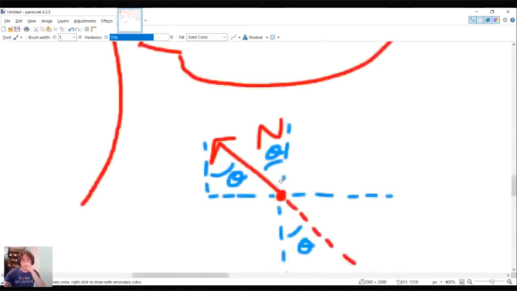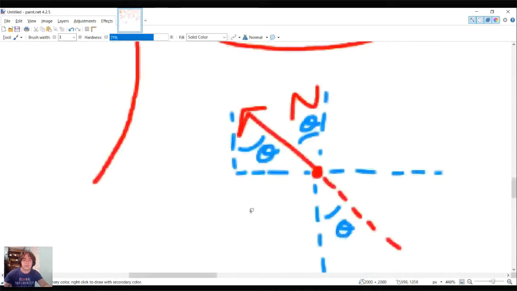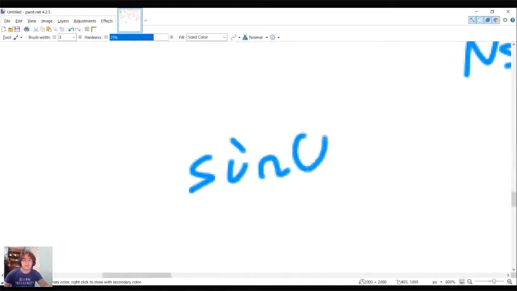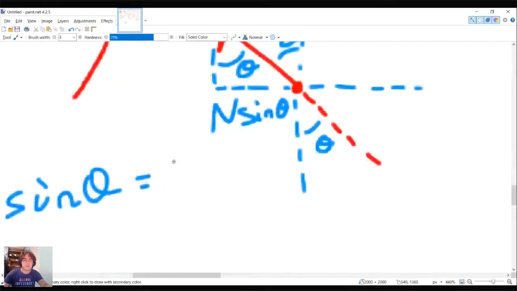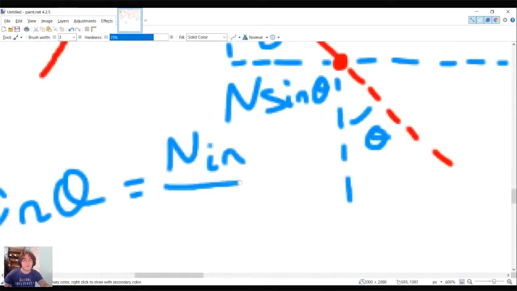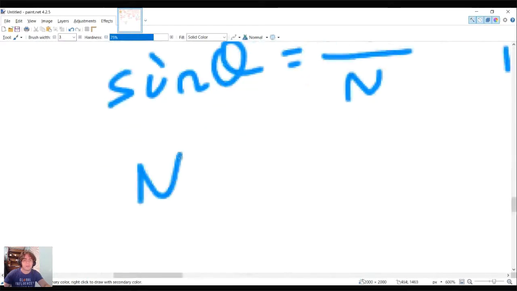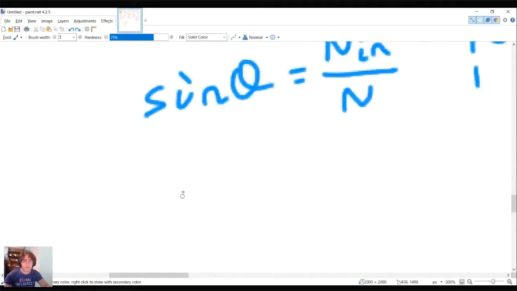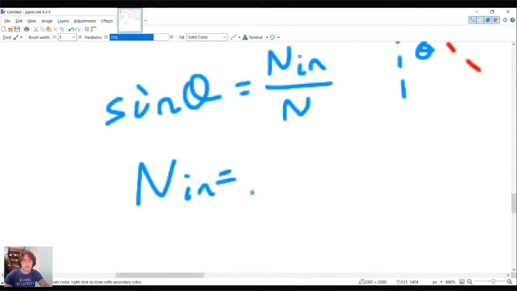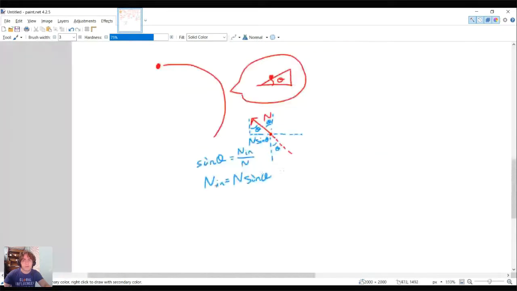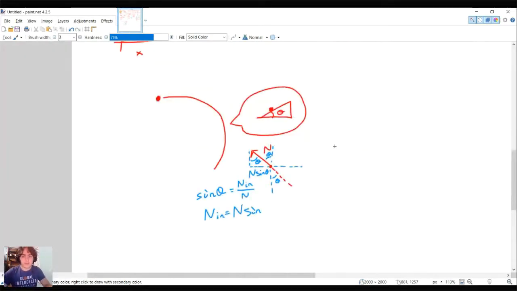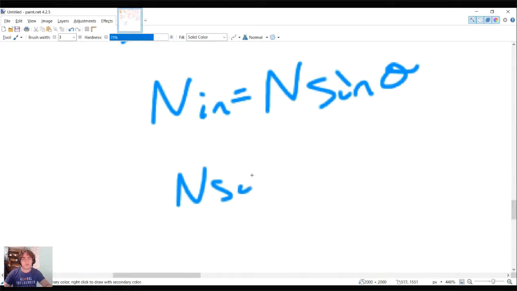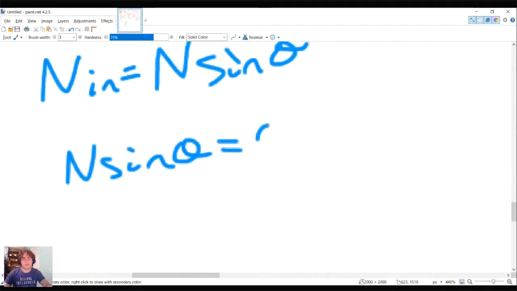So the normal force that's pointing inwards is N sine theta, right? Because sine theta is equal to opposite over hypotenuse, which is the normal force in the in direction over the normal force. Okay, yes, we have N in the in direction, and it's equal to N sine theta. So we do have an expression for the normal force, and then we can equate these and get N sine theta is equal to mv squared over r.